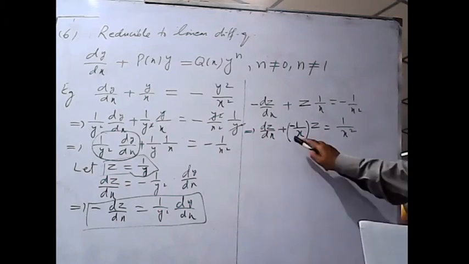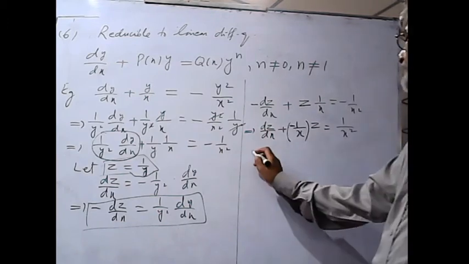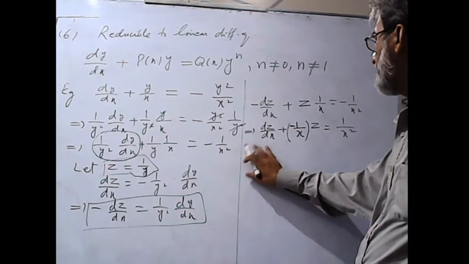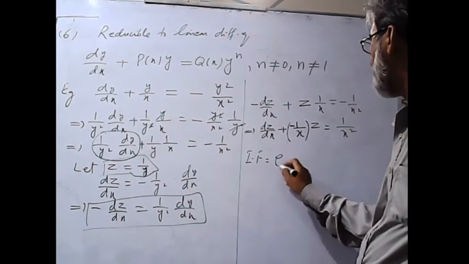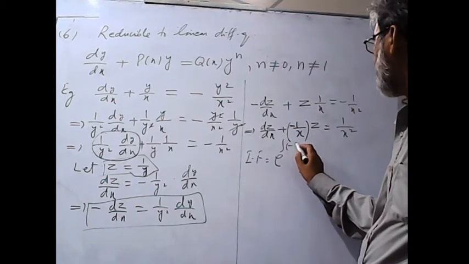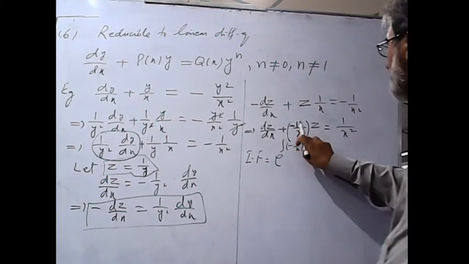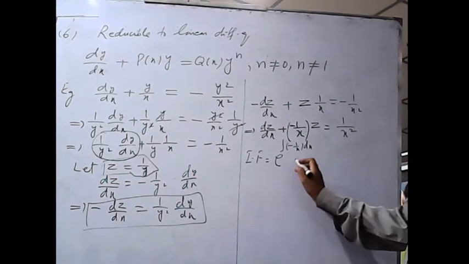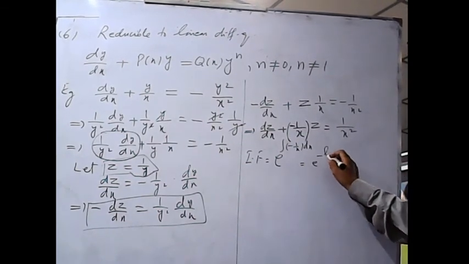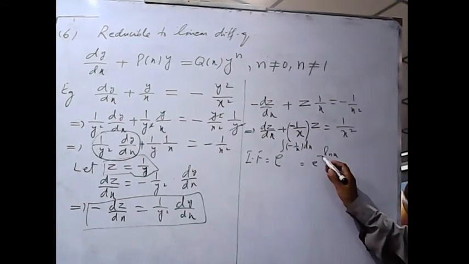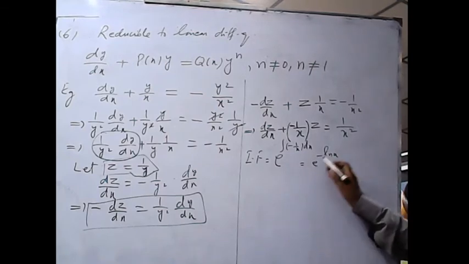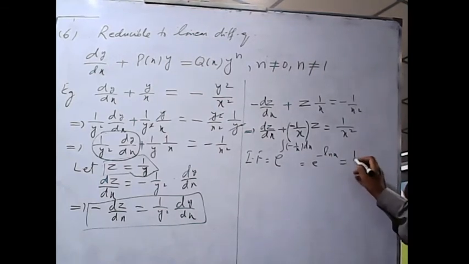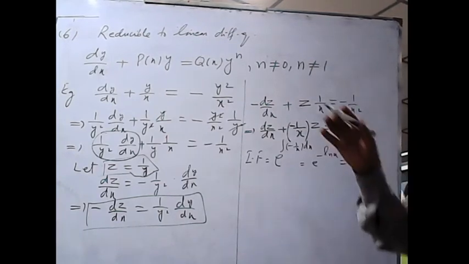Now comparing this equation with linear form, first find the integrating factor, e power integral minus 1 upon x dx, this is our p of x. Then integrate: minus log x, then minus shifts to the power of x, minus 1, log and e cancel, then x power minus 1 is equal to 1 upon x. This is the integrating factor. Multiply the whole equation.